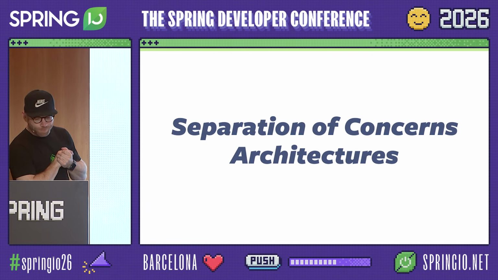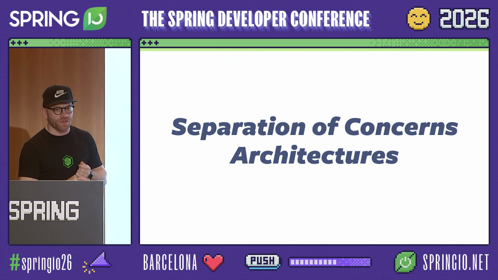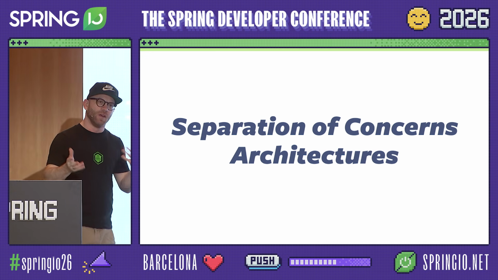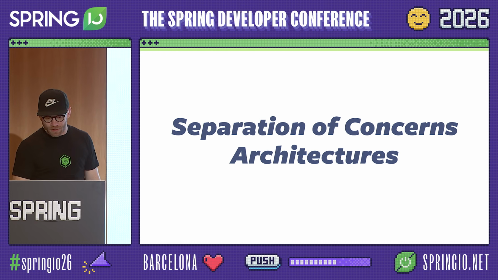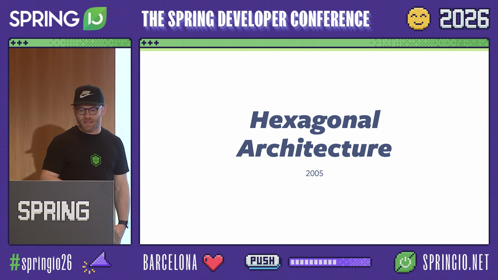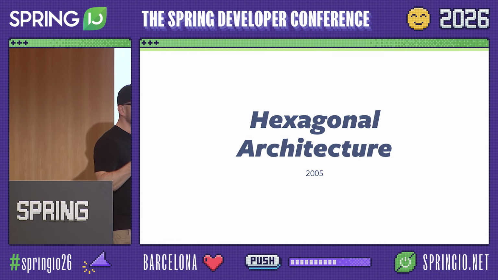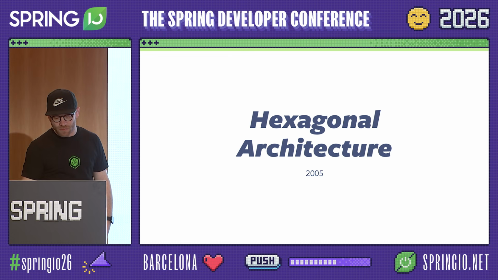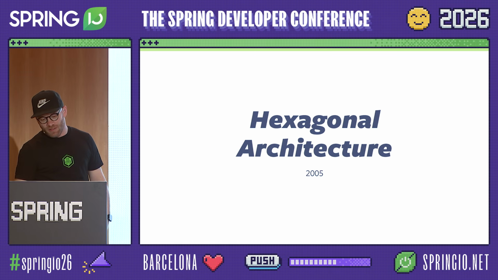Because the next thing we're going to do is take a look at separation of concerns architectures, which is the term that I've selected to summarize many of the approaches that you're going to see. So hexagonal architecture or ports and adapters is by Alistair Cockburn. I'm bad with names, I'm sorry about that.